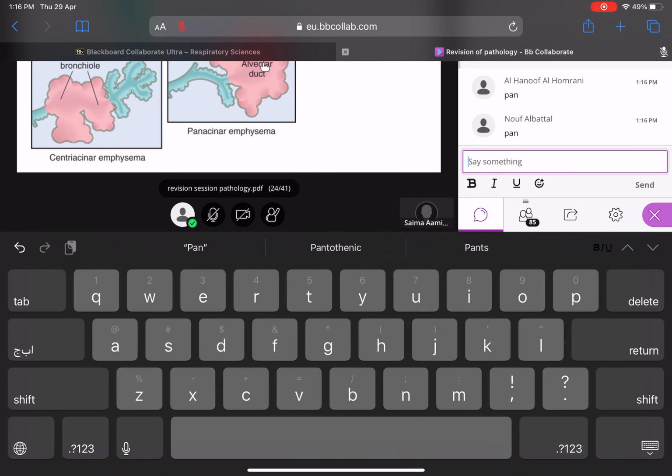Panacinar. Panacinar doesn't involve the entire lung, but it involves the acinus from the respiratory bronchiole till the alveolar sacs. And centriacinar is associated with what risk factor? Yes, no, for the entire acinus. What is the risk factor for centriacinar? Smoking. What is the risk factor for panacinar? Alpha 1 antitrypsin deficiency. Very good.